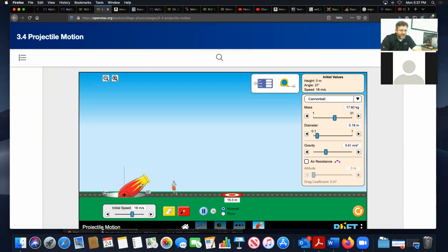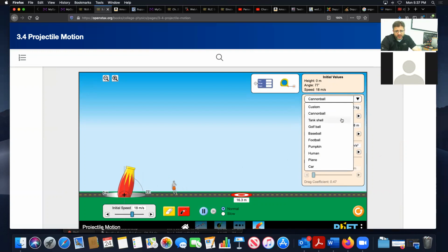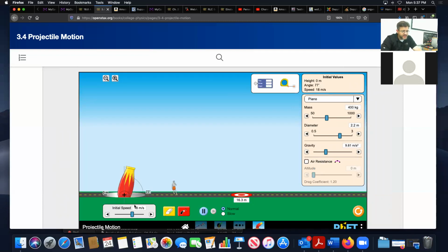Well, here we have a cannon. We can change the angle. They used to allow you to move the statue of David over here so you could hit it, but they don't let you do that anymore. But you have a target that you can move. We can choose to have air resistance or not. We'll start off with no air resistance, and we can choose what we're going to shoot: a cannonball, a tank shell, a golf ball, a baseball, a pumpkin, a human, a piano. Let's throw a piano. We can change the initial speed.